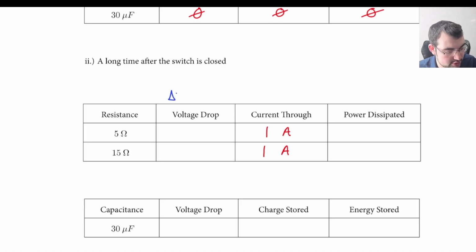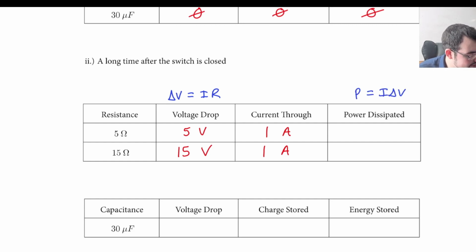So to find voltage drop, we use good old Ohm's law. Delta V is IR. Really easy because I is 1. So you drop 5 volts and you drop 15. So this means the power dissipated is also really easy because P is I delta V. So I just multiply those two together and I get 5 watts and 15 watts.